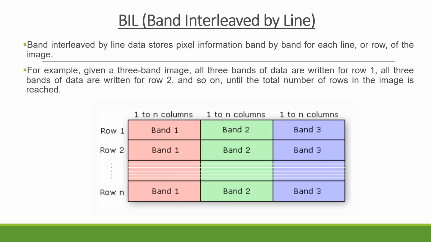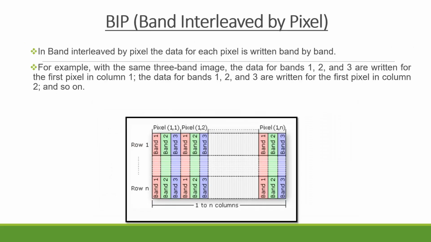Now we will move on to BIP, or band interleaved by pixel format. Unlike BIL, in band interleaved by pixel format, we save the data pixel by pixel. In band interleaved by line format, we were saving the whole first line of the first band, then the whole first line of the second band, and then the whole first line of the third band. But that is not the case with band interleaved by pixel format.